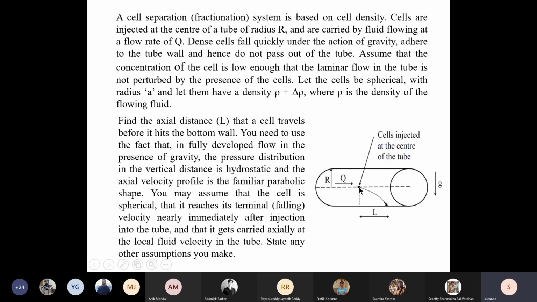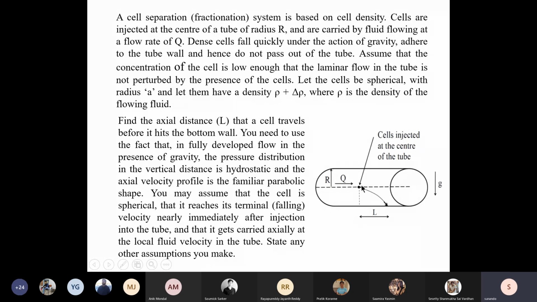The moment you release the cells, they will start to fall and be carried away in the direction of the flow. But we have to assume that they will instantly reach their terminal velocity. If the cells are released in a stagnant liquid, then the downward component of the velocity will reach the terminal velocity in no time. That's a big assumption that we are making over here. So the cell is reaching its terminal velocity immediately after injection into the tube.